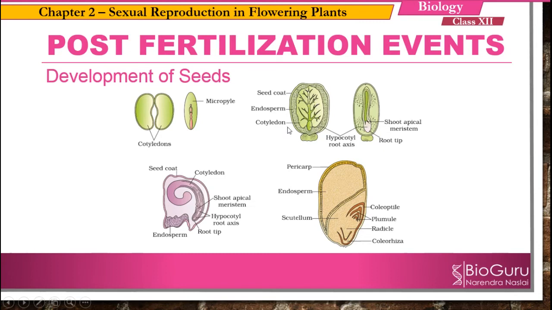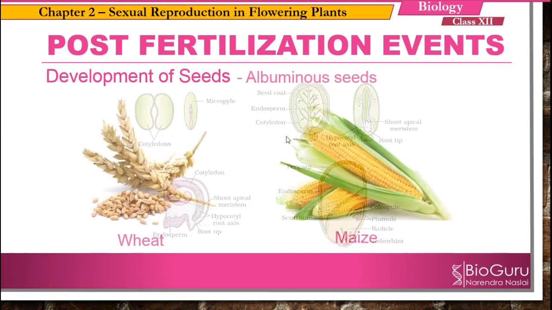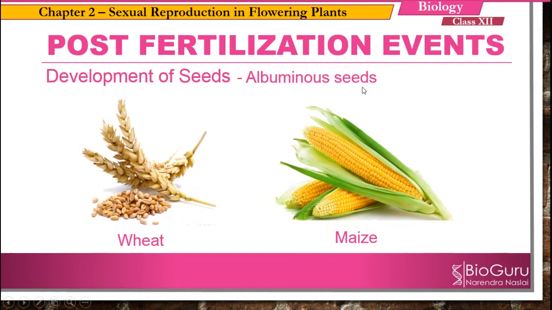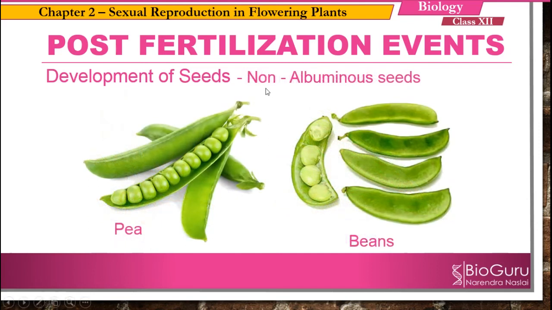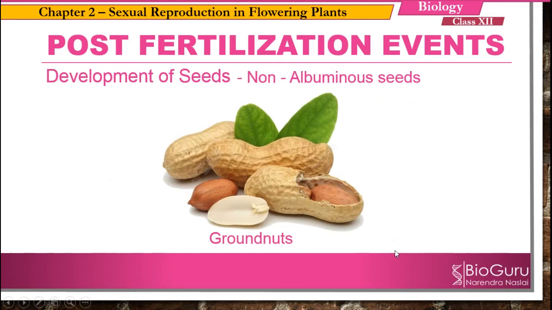Now, a seed consists of the seed coat, endosperm, and cotyledon. In some seeds, the endosperm may be present or it may be absent. So, based on the presence or absence of endosperm, seeds are of two types. One type is albuminous seeds, meaning that in these seeds the endosperm is present. Examples include wheat and maize. In some seeds, the endosperm is absent. Such seeds are called non-albuminous seeds. Examples here are pea, beans, and also groundnut.